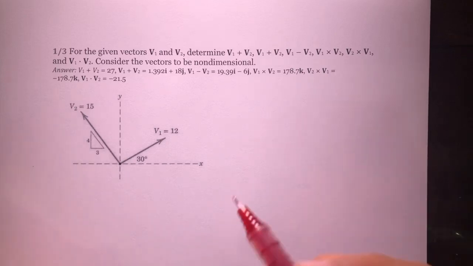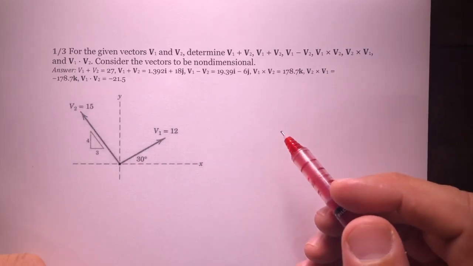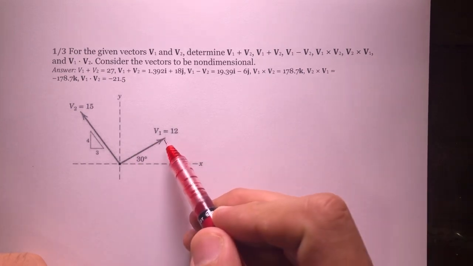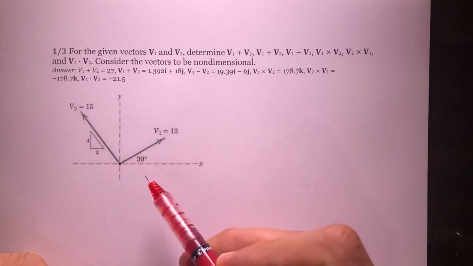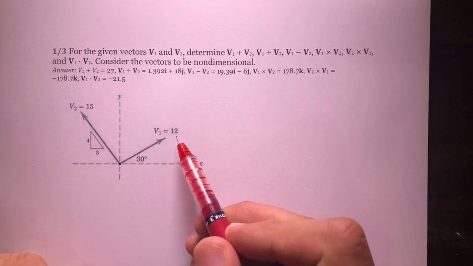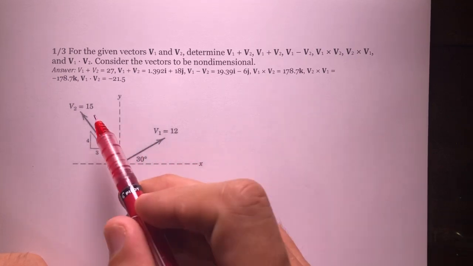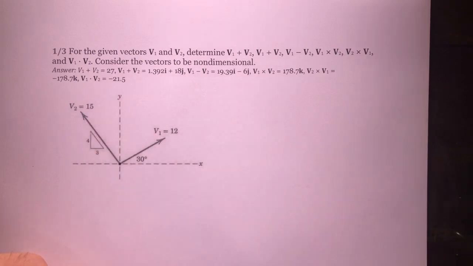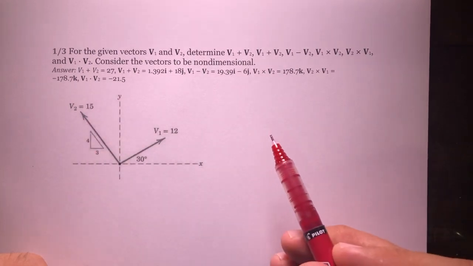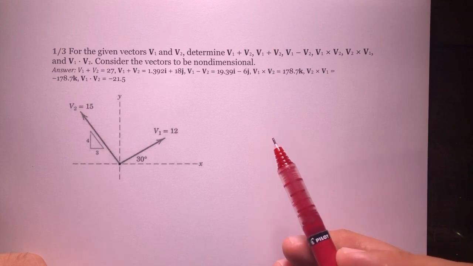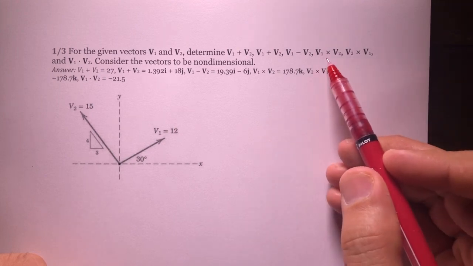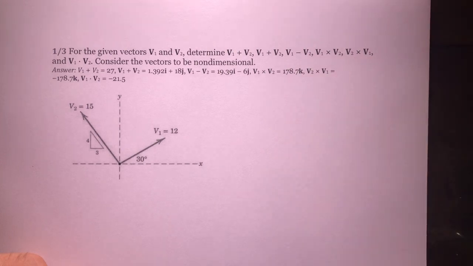And as an example, I'm going to solve problem 1-3. Here we have two vectors, v1 and v2. We know the angle of each of them, we know the direction of them, and also we know the magnitude of them. v1 is 12, v2 is 15. We want to find v1 plus v2 as scalars, v1 plus v2 as vectors, v1 minus v2, v1 cross v2, etc. Right? I'm going to do just a few of them for you, just to show you how it works.